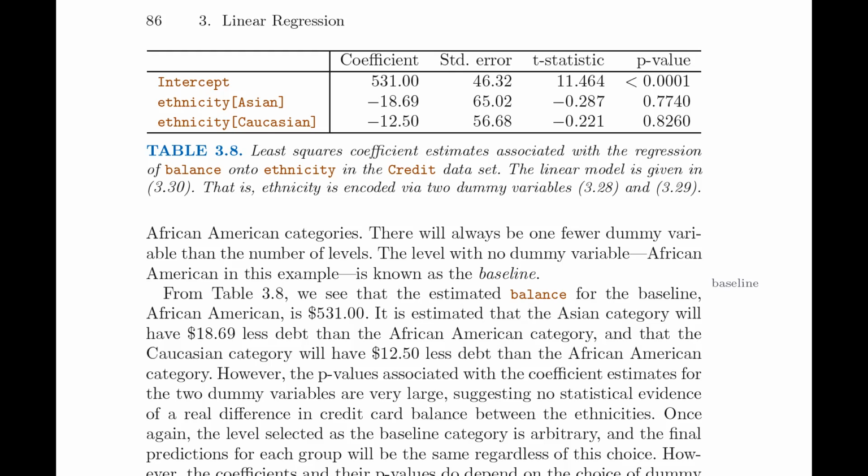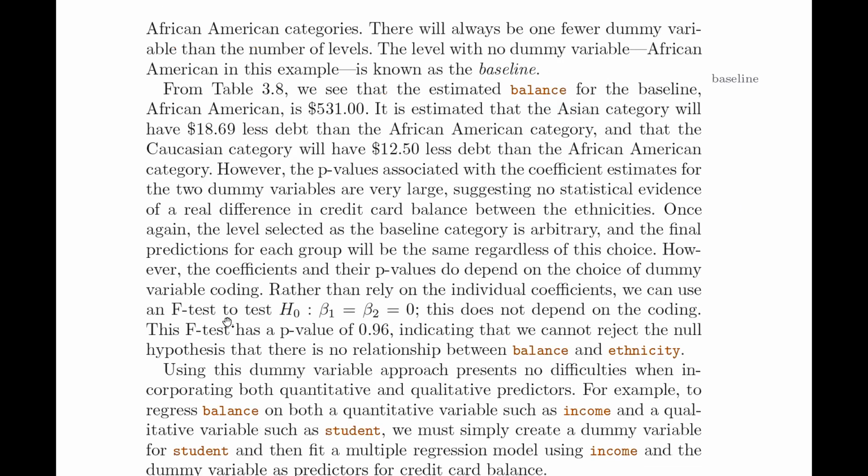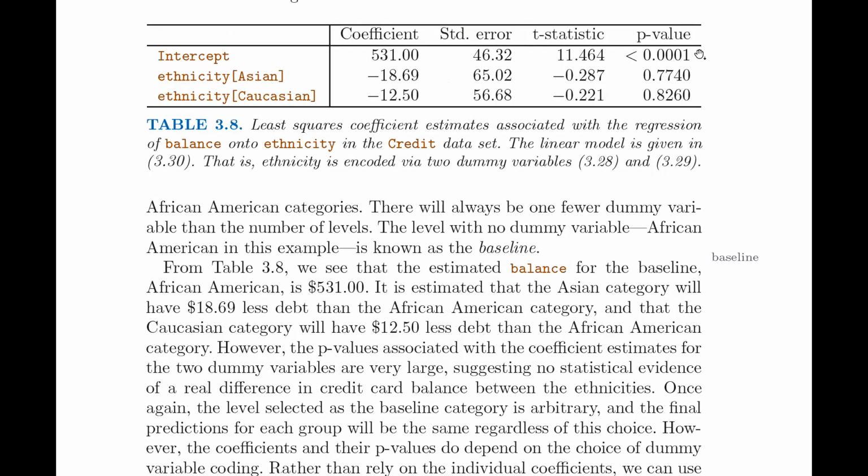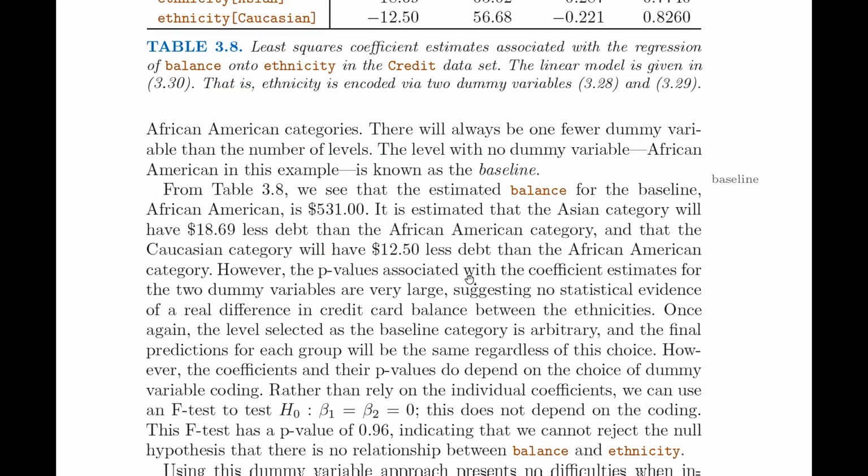However, a bit of deja vu over here, the p-values associated with the coefficient estimates for the two dummy variables are very large, 77%, 82%. Look what a large standard error it is. What do we mean by large? Relative to your estimator. Suggesting no statistical evidence of a real difference in credit card balance between the ethnicities. Once again, the level selected as the baseline category is arbitrary, and the final predictions for each group will be the same regardless of this choice.